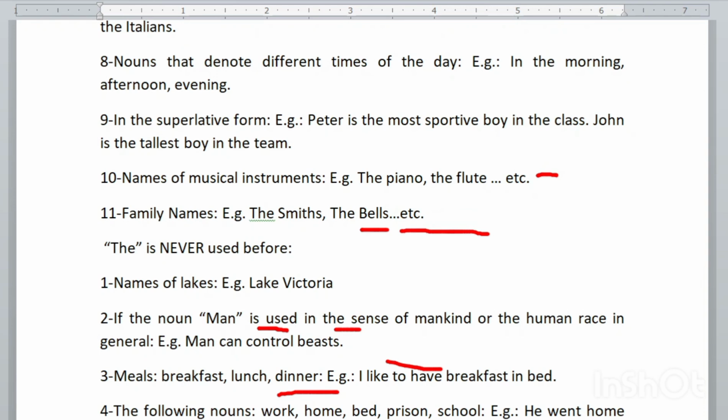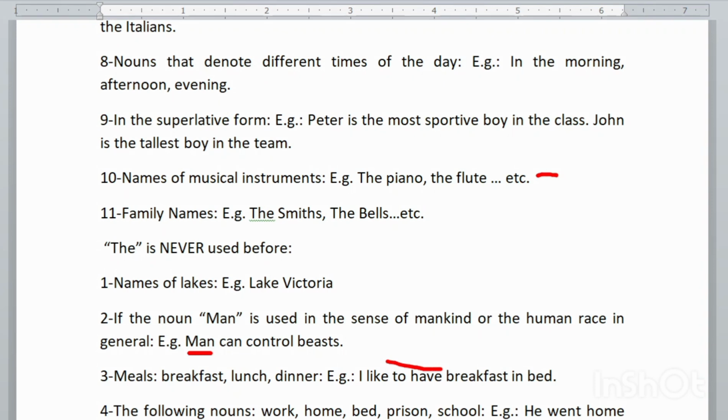Next is if the noun man is used in the sense of mankind or the human race in general. For example, men can control beasts. We cannot say the men can control beasts. We have to say only men can control beasts. In general we can use the, but when it is used in the sense of mankind, we will not use it. Okay, meals: breakfast, lunch, dinner. For example, I like to have breakfast. You will not say I like to have the breakfast. It is wrong.